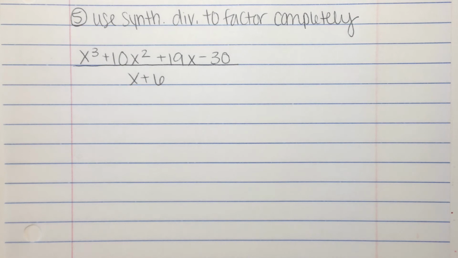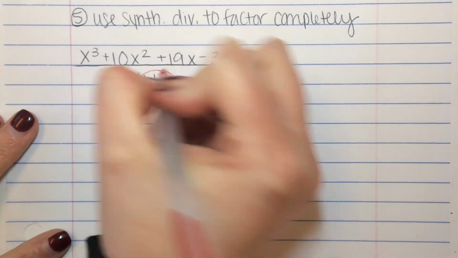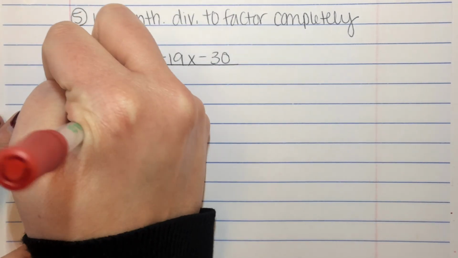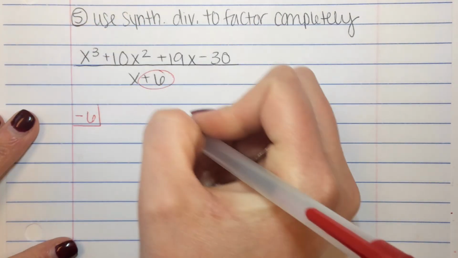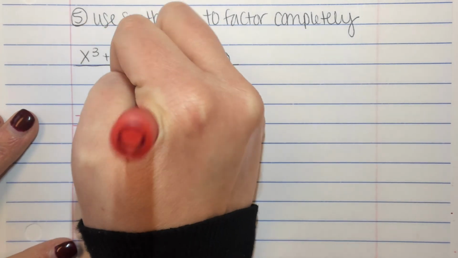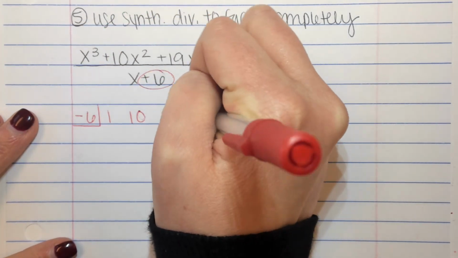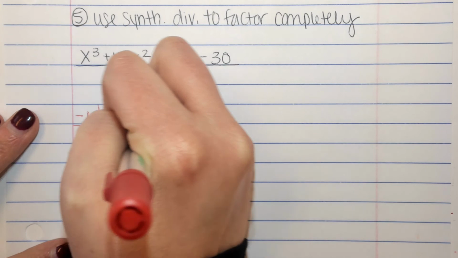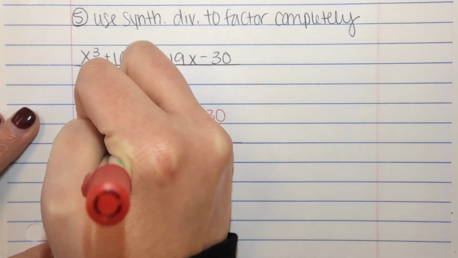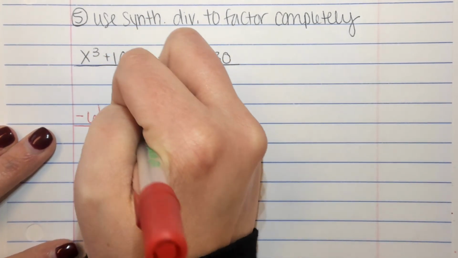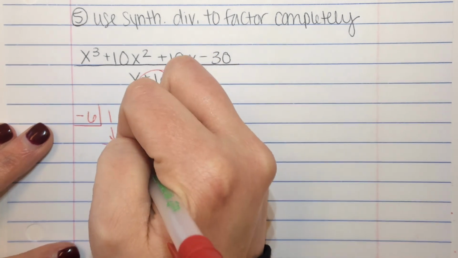Okay, number 5, we're going to do the same way. Use synthetic division to factor completely. So take the opposite of positive 6, which is negative 6. Bring down our coefficients, 1, 10, 19, and negative 30. Bring down that 1. So negative 6 times 1 is negative 6. You add those and get 4.